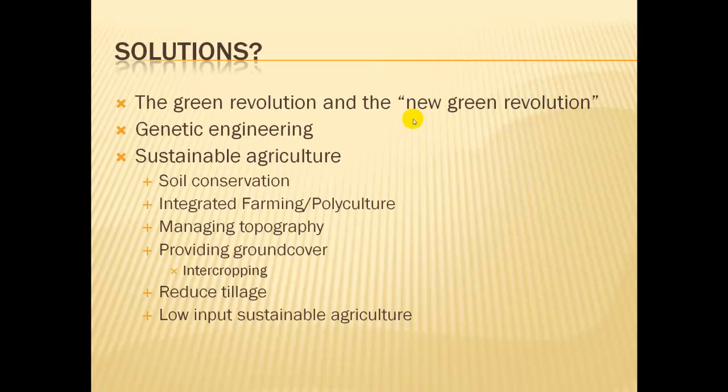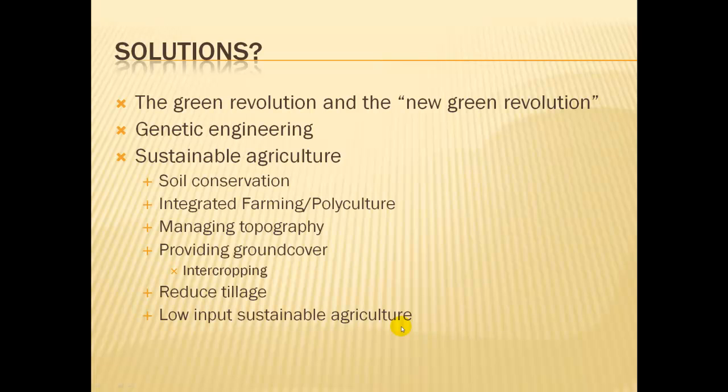Managing the topography related to soil conservation, providing ground cover, intercropping, growing crops within one another. So if you have an olive orchard, you can graze cattle, you can grow tomatoes within that olive orchard. Reducing tillage. Now reducing tillage has its drawbacks, but in some operations like orchards, where you don't really have a pest issue, especially if you don't have so much monoculture, reducing tillage is a solution.